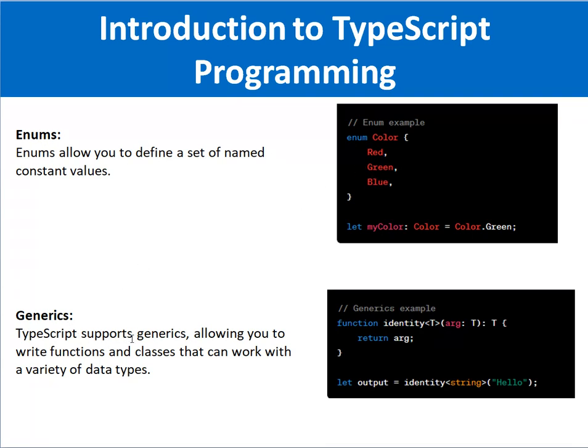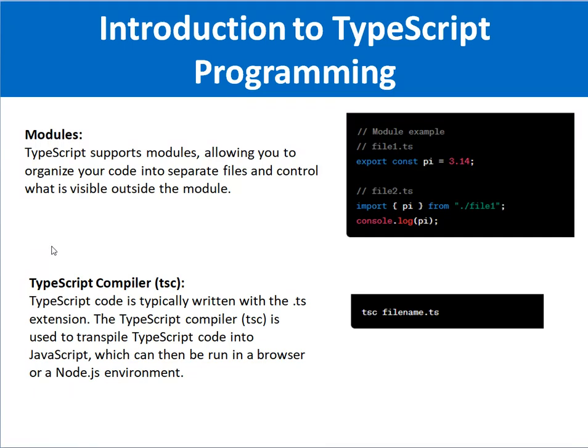Then generics. TypeScript supports generics, allowing you to write functions and classes that can work with a variety of data types. So for example, function identity<T>(argument: T) { return argument }. So once I call identity with a string, I will call this method with a particular string value. So this is called the concept of generics, in which it allows you to write functions and classes with a variety of data types.